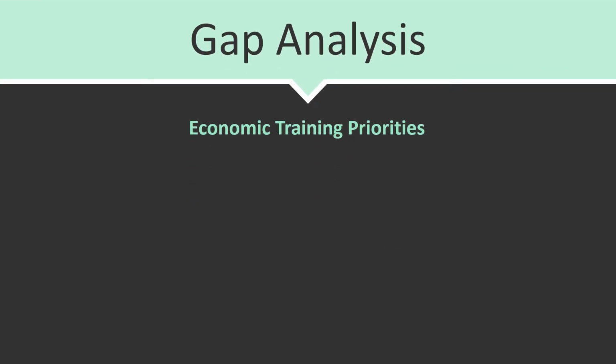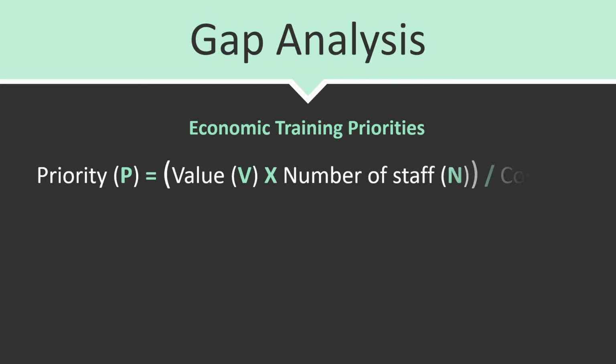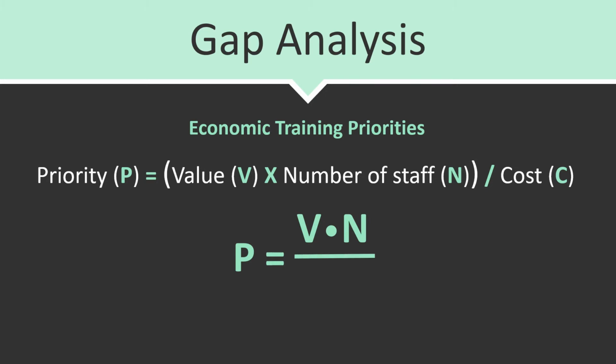The final calculation we need to make is based on training priorities, as some training needs are more important than others. You can establish your training priorities by evaluating the value of overcoming a deficiency and the cost of the training. You can use this formula for setting your priorities. P equals value times the number of staff, quantity, over the cost of the training. You can determine the value of overcoming a deficiency in your structural analysis.